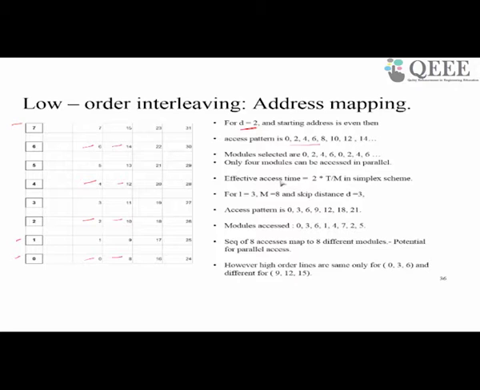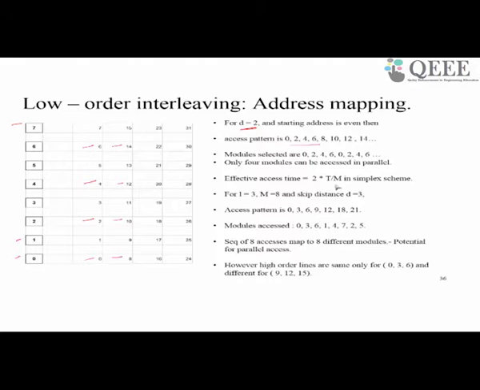But at any given time, in one cycle, only 4 modules can be used. For the next set of 4 modules, you have to wait for another cycle of duration t. So in a duration of t, not 8 but only 4 accesses can be done in parallel, and therefore the effective access time is 2 into t by m. M in this case is 8, so it is 2 into t by 8 or t by 4, because only 4 accesses happen in a duration of t. So this is what happens when we have a skip distance of d equal to 2.